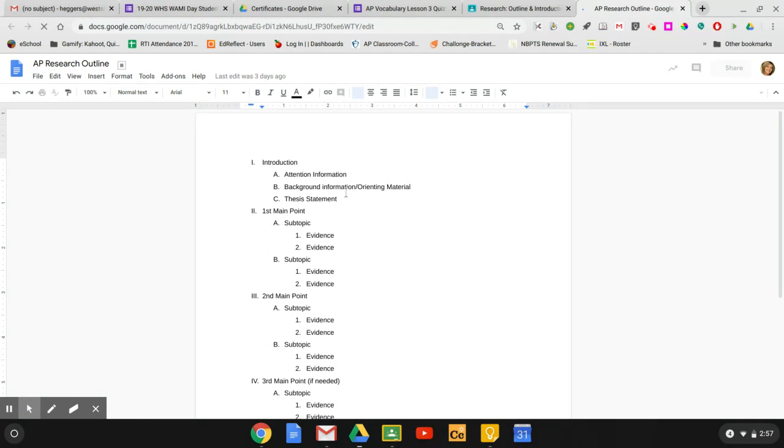Background information and orienting material, that's just how are you going to get from here to here. You may have to give a little bit of a description of what your topic is, not getting into all your other stuff, but just what that is. And then your thesis statement is actually going to be your claim. Like, what do you want to prove or to discuss about your topic? So it's going to be argumentative, it's going to show your position.